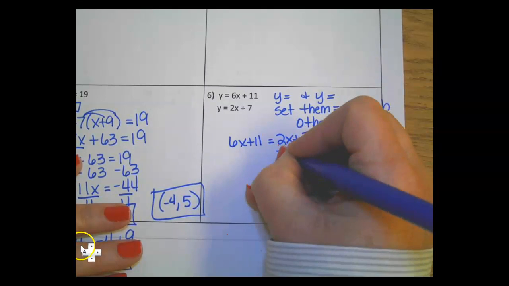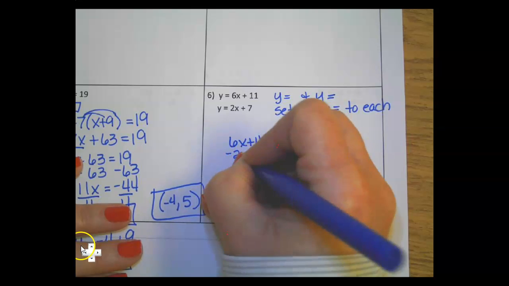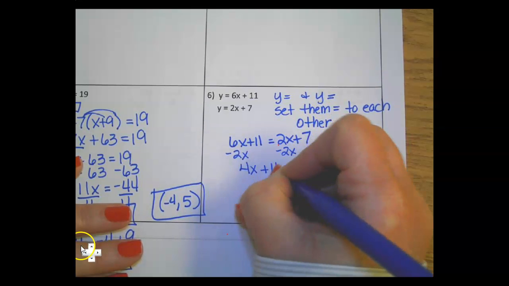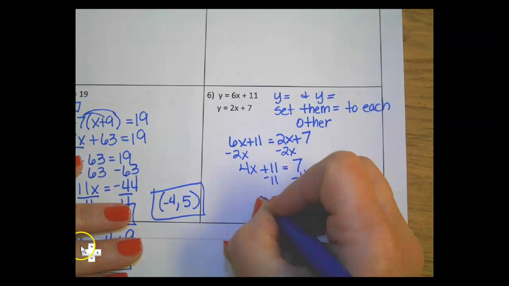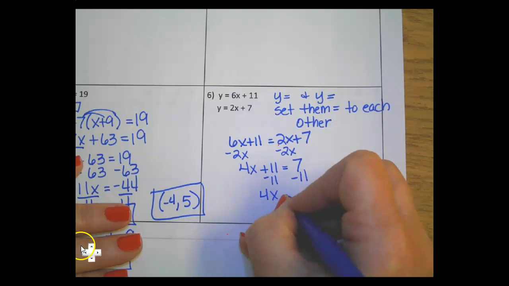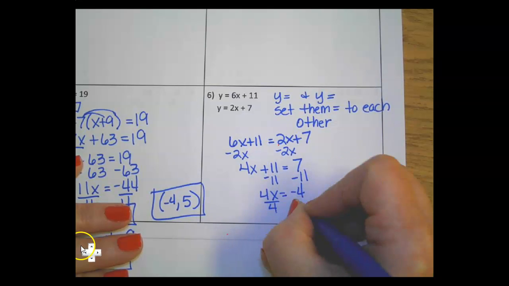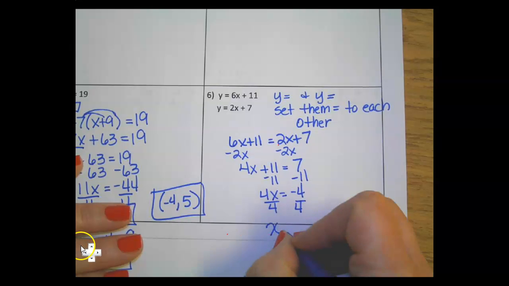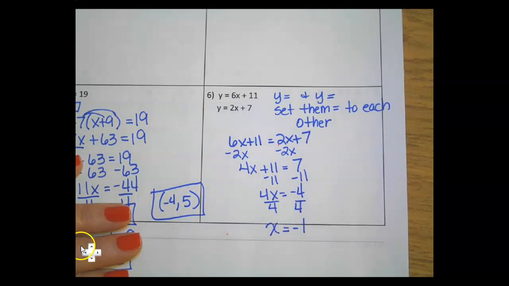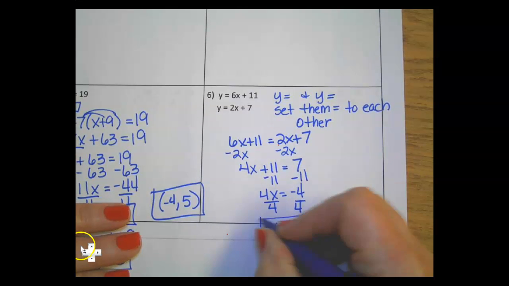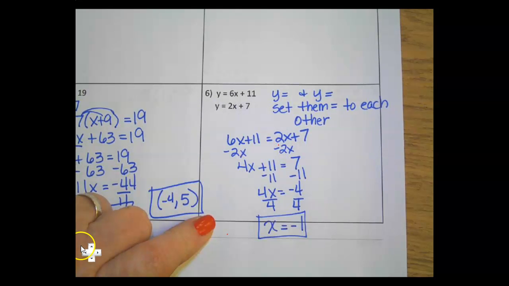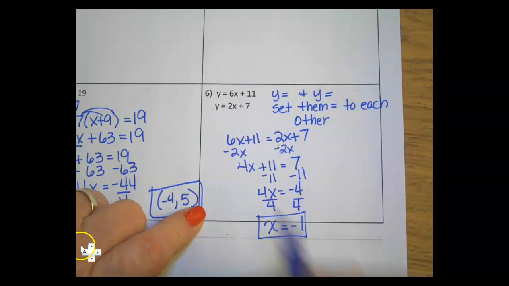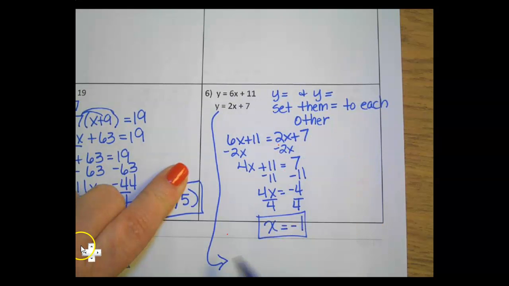And then solve. Get my variables together. Subtract my constant. Divide, and I get x is equal to negative 1. X is equal to negative 1. Got it. That's one thing. Now I need to substitute that back into one of these equations, and it does not matter which one. I'm just going to go with this one, just randomly.